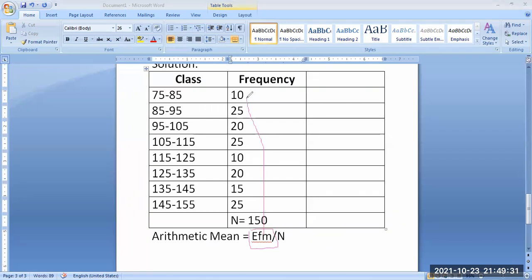So the F values are these. What is M? Mid value, very good. Midpoint or mid value, you can take anything. So for 75 to 85, what is the midpoint? It is 80, no? 75 plus 85 by 2. Please do it.